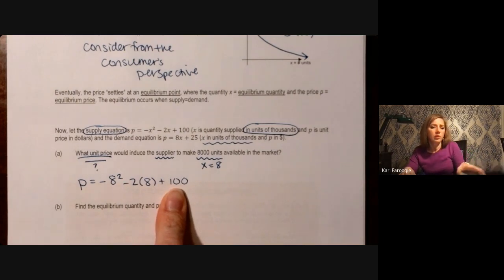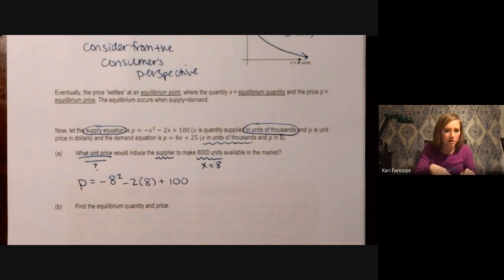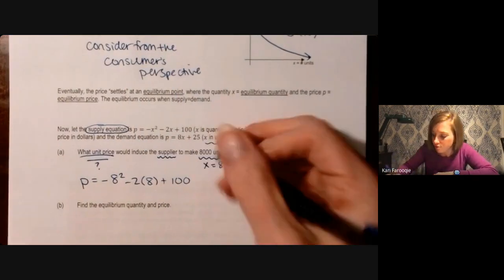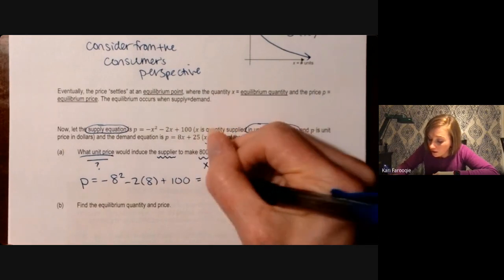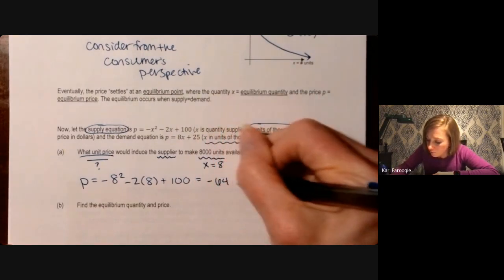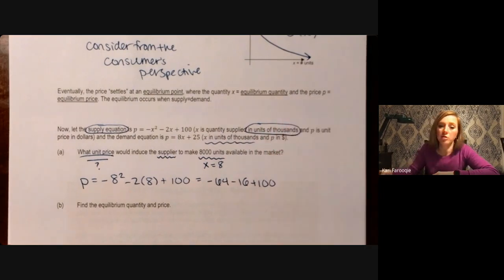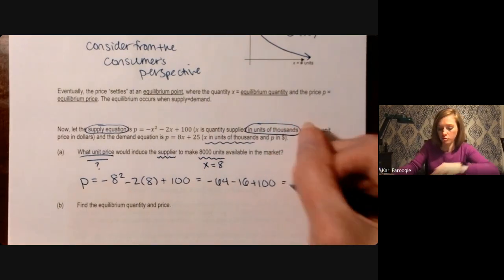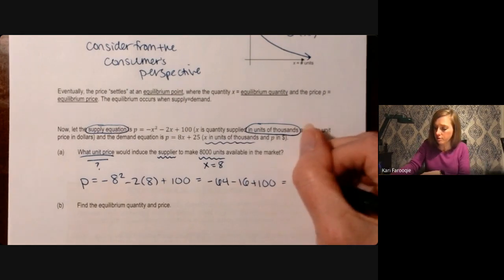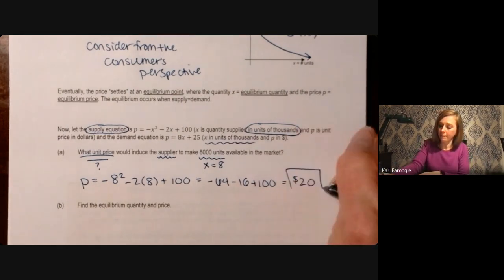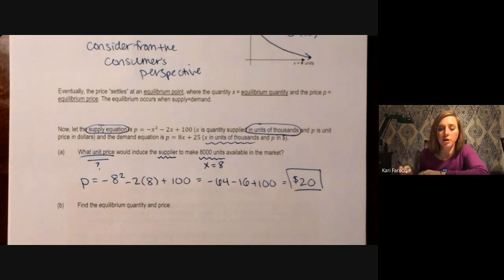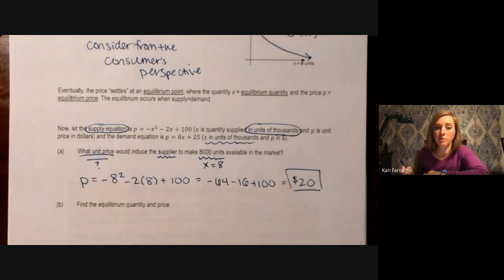Let's see, you'd get negative 64 minus 16 plus 100. Ignore that. I need to stop saying things without writing them down. Negative 64 minus 16 plus 100. When you put this into your calculator, you get $20. So that is the unit price that would induce a supplier to make 8,000 units available in the market.